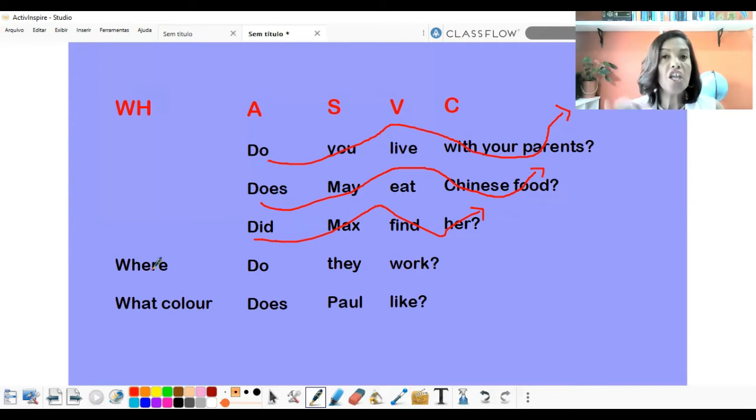Okay, now I have information question. Why information question? Because you mandatorily need to give a piece of information. Exatamente. Obrigatoriamente. Mandatorily. You need to give a piece of information. Look at here. Do you live with your parents? Yes, I do. Does Max eat Chinese food? No, he doesn't. Did Max find her? Yes, he did.